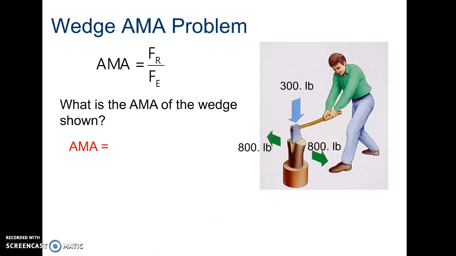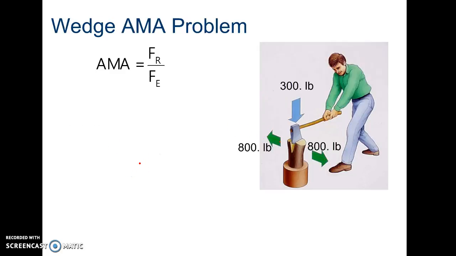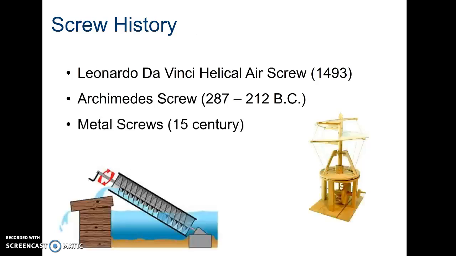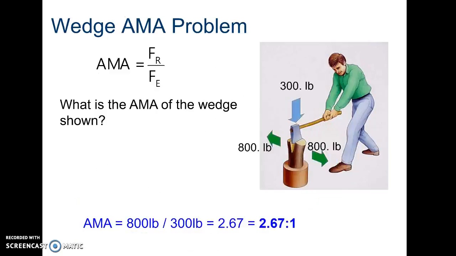Okay, so here's a problem. What is the AMA of this man? He's using an axe to split this wood apart, right? So right here, this would be our FE, right? And then coming out of the splitting device would be the FR. Okay, so if our FE is 300 and our FR is 800, what kind of AMA do we get? 2.67. Okay, so that's pretty much it. That's what I had for the presentation on AMA.